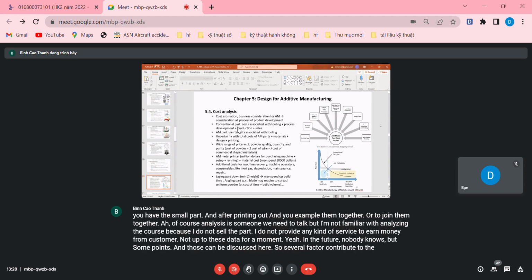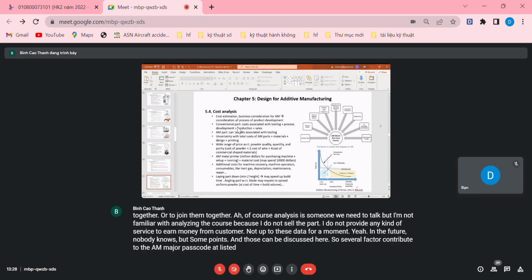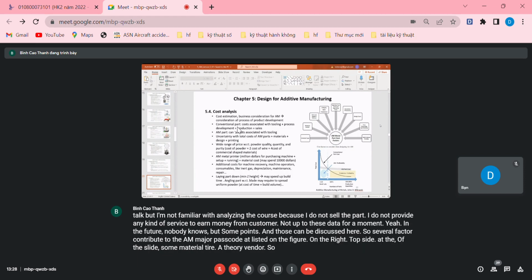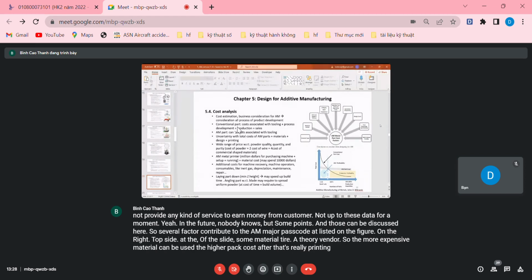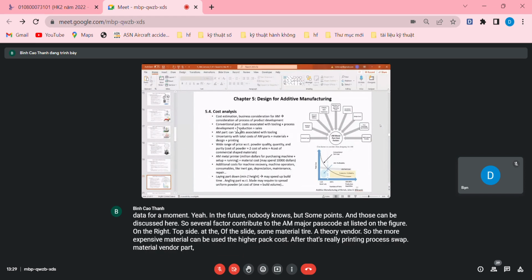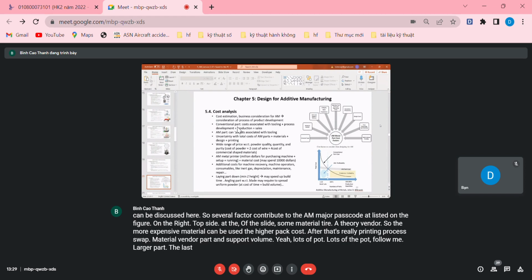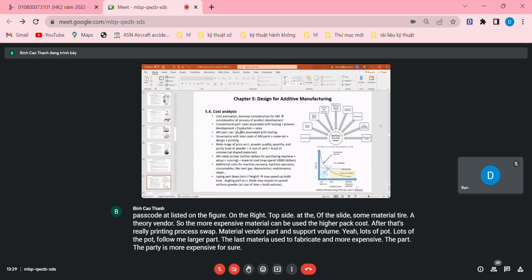Several factors contribute to the AM metal parts cost, as listed on the figure on the right top side of the slide. So material type, material vendor. The more expensive the material used, the higher the part cost after the 3D printing process. Sure. Material vendor, part and support volume. Yeah, larger part volume means larger part, a large amount of material used to fabricate, and the part is more expensive for sure.